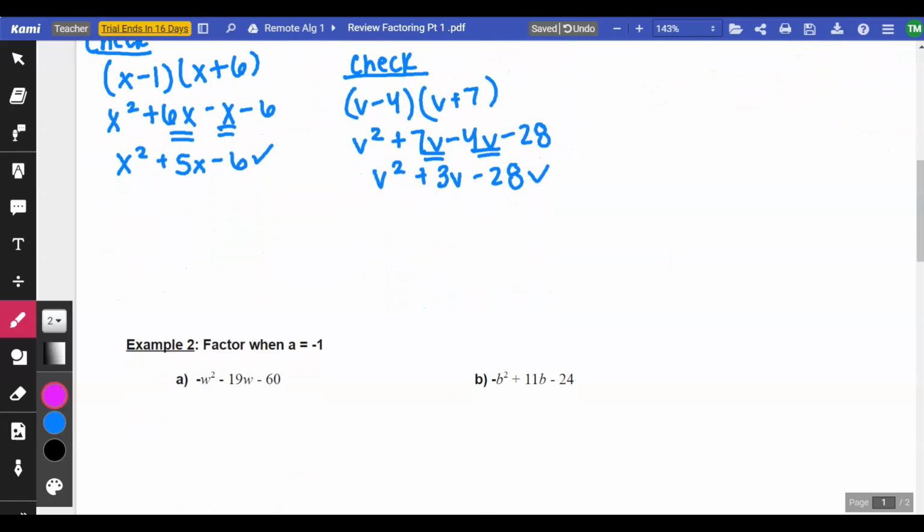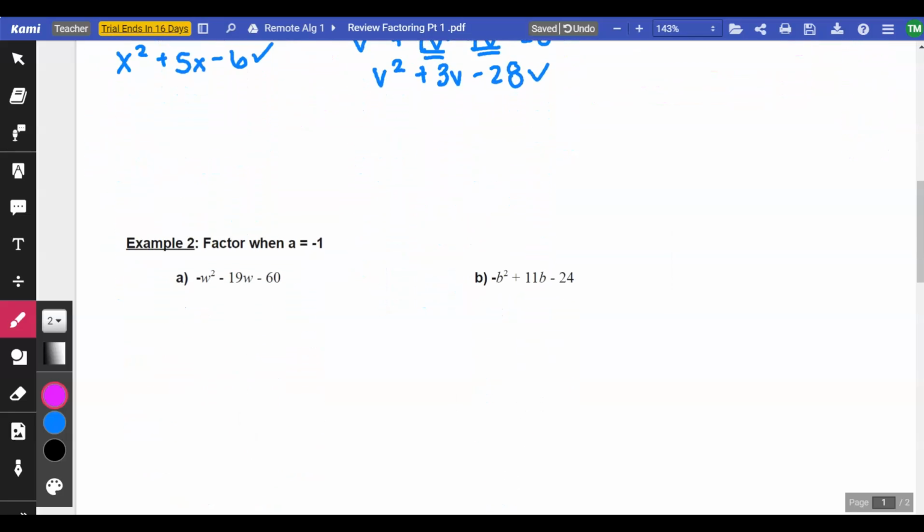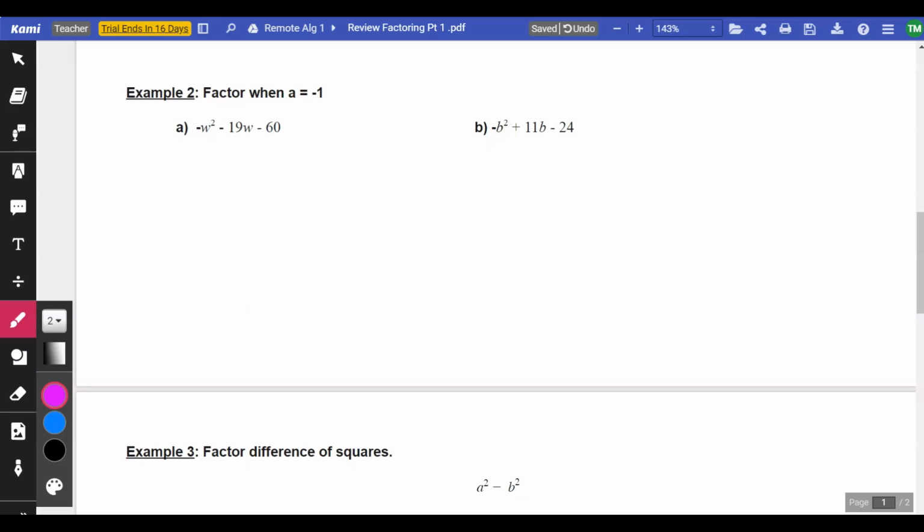All right, let's move on to example 2. So example 2, we need to factor when a is equal to negative 1. So this time, instead of having a be a positive 1, out in front here we have a negative. So in this case, a is negative 1, b is negative 19, and c is negative 60.